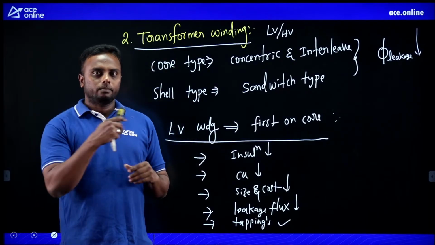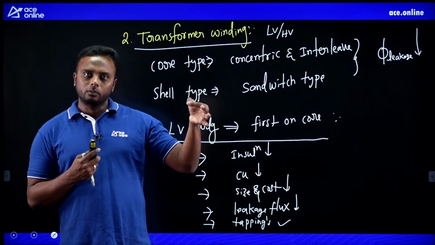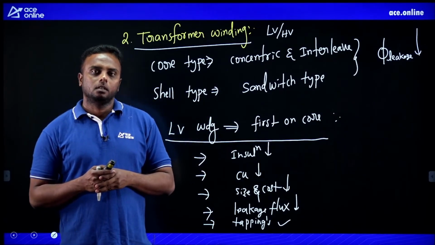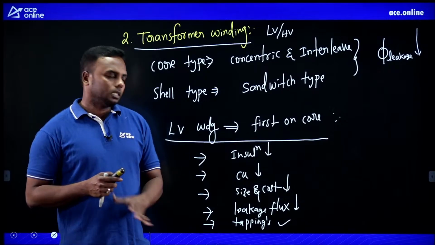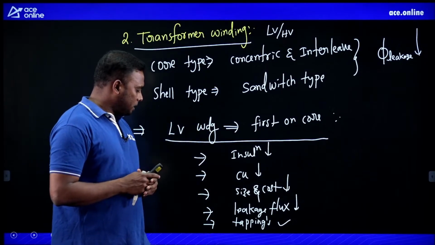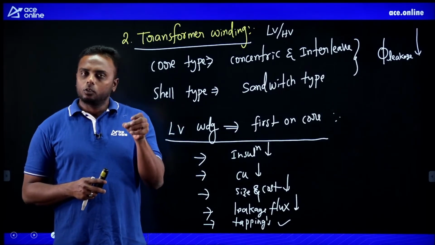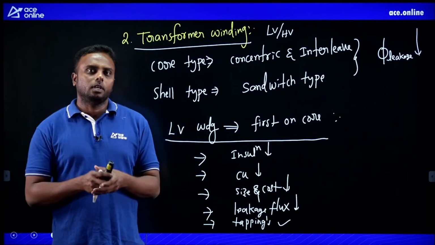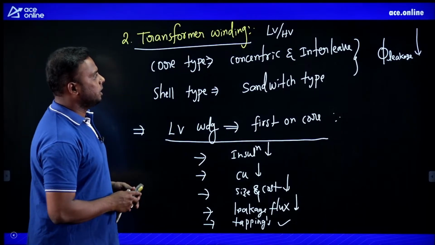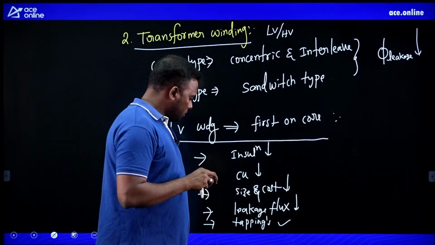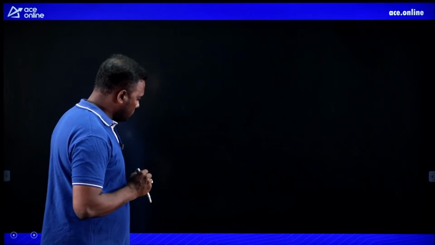Which winding is outside? HV, right? That's why we can easily tap the winding. But if you put HV winding inside first, tappings are difficult to provide. So these are all some advantages of providing LV winding first on the core or near to the core, and over that we place the HV winding. So this is important in the placement of winding. Okay, now let's see some important questions related to this transformer.